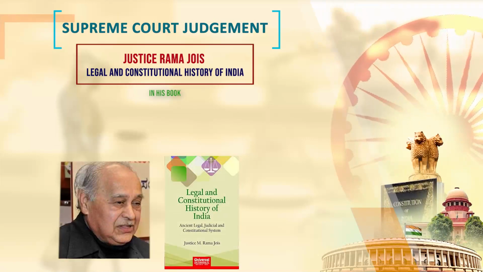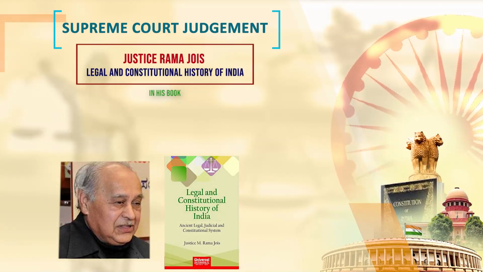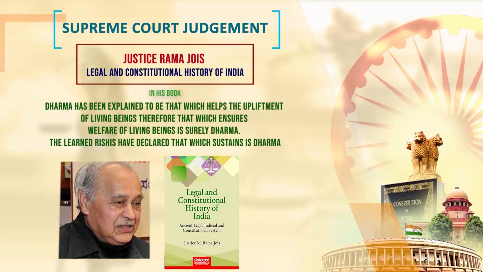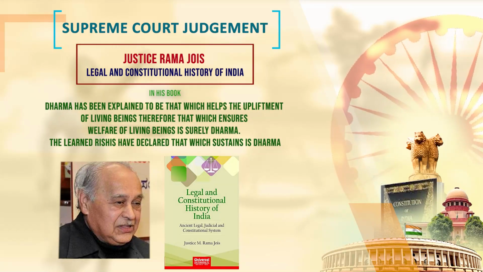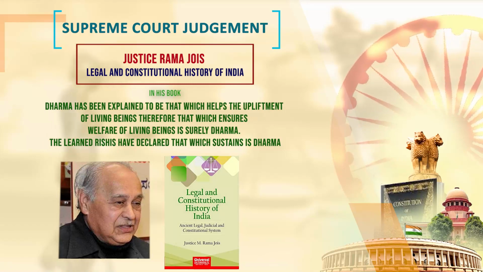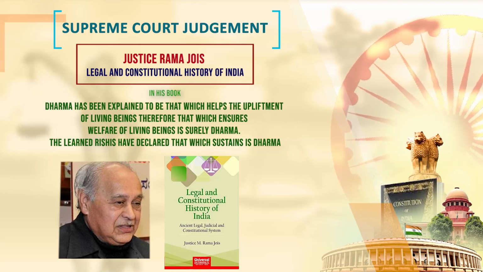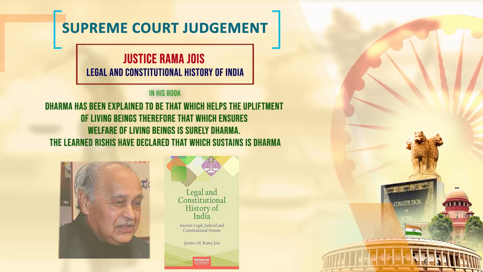Now, the concept of dharma, as I have said, I am now referring to the authorities. A renowned jurist of Indian jurisprudence, Justice Rama Jois, says in his book Legal and Constitutional History of India that dharma has been explained to be that which helps the upliftment of living beings. Therefore, that which ensures the welfare of living beings is surely dharma. The learned rishis have declared that which sustains is dharma.